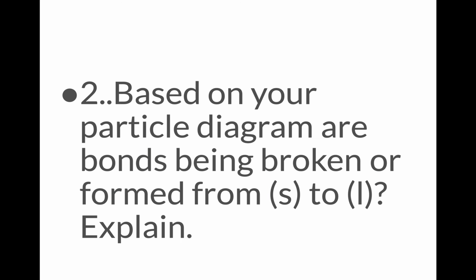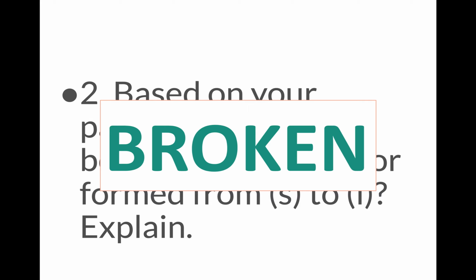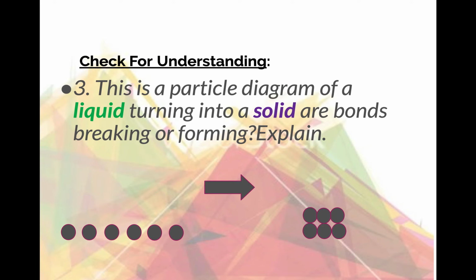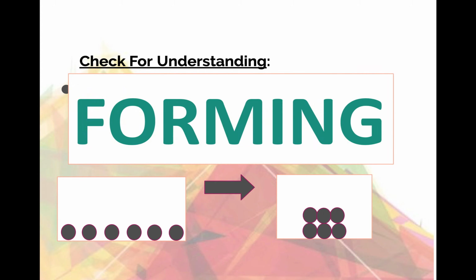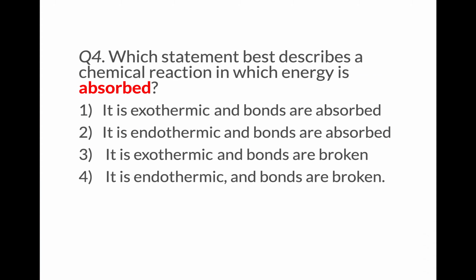Based on the particle diagram, are the bonds being broken or formed to go from a solid to a liquid? And we can see that the bonds are being broken because the particles have separated. So this is a particle diagram of the liquid turning into a solid. Are the bonds breaking or forming? Because the particles are becoming closer together, the bonds are forming.